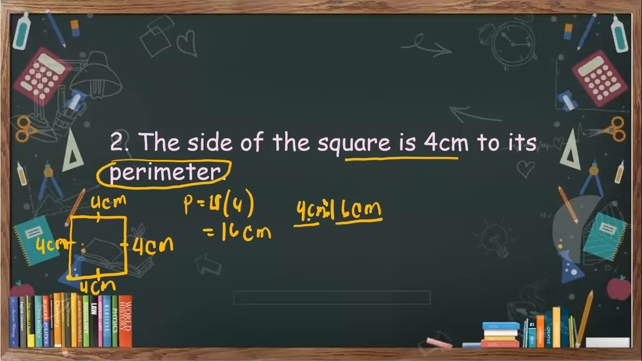Then get the lowest term of 4 and 16. So we divide 4 by 4 and then 16 by 4. 4 divided by 4 is 1. 16 divided by 4 is 4. So we get 1 is to 4. Sorry, this is divide, because 4 and 16 are both divisible by 4.